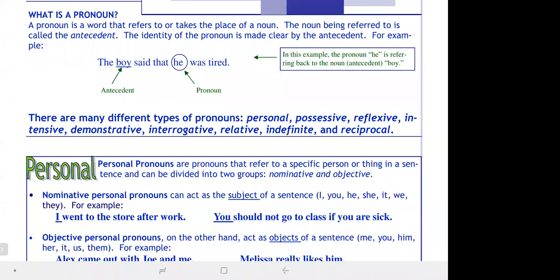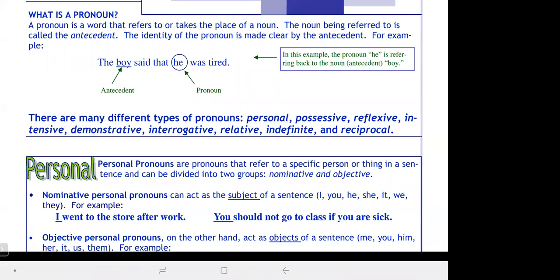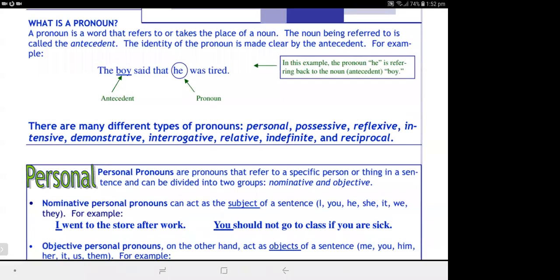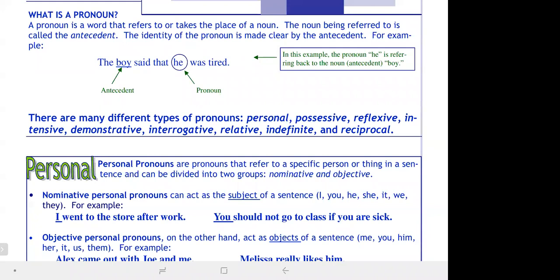A pronoun is a word that refers to or takes the place of a noun. The noun being referred to is called the antecedent. The identity of the pronoun is made clear by the antecedent. Look at the example. The boy said that he was tired. So he is the pronoun and he directly refers to the boy. And the boy is the antecedent.